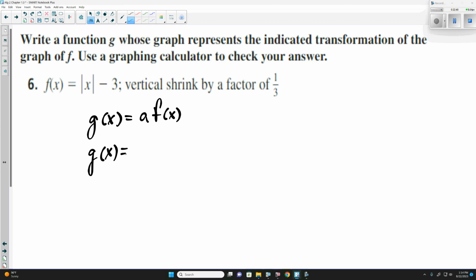Almost. Outside parentheses is exactly what we think it is. So this would be. Wait, why? I'm sorry. You're good. Vertical shrink. Vertical. We don't do anything to it.